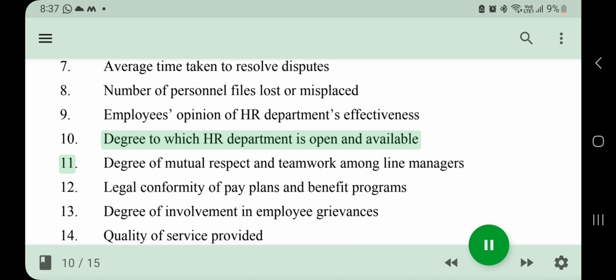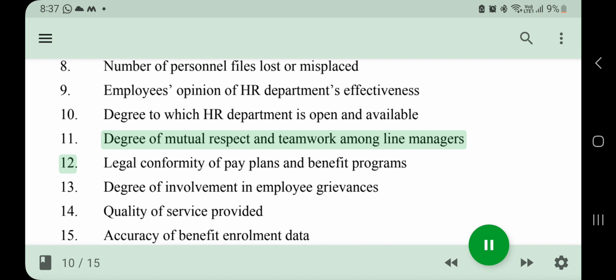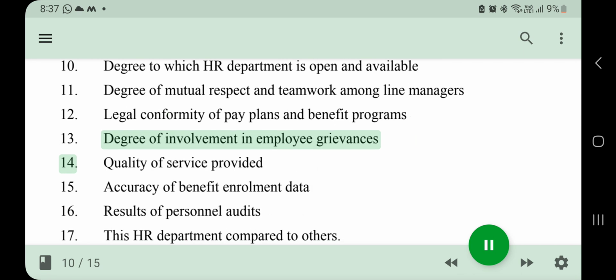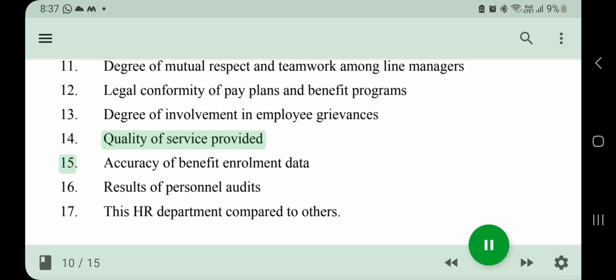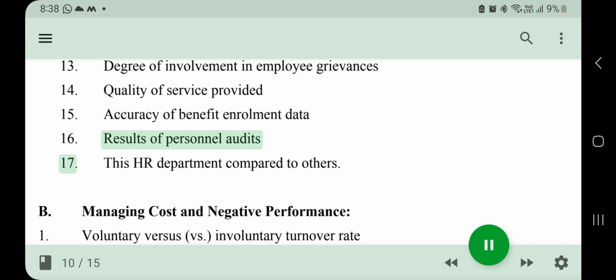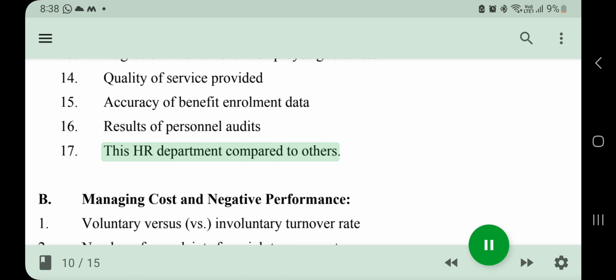11. Degree of mutual respect and teamwork among line managers. 12. Legal conformity of pay plans and benefit programs. 13. Degree of involvement in employee grievances. 14. Quality of service provided. 15. Accuracy of benefit enrollment data. 16. Results of personnel audit. 17. This HR department compared to others.